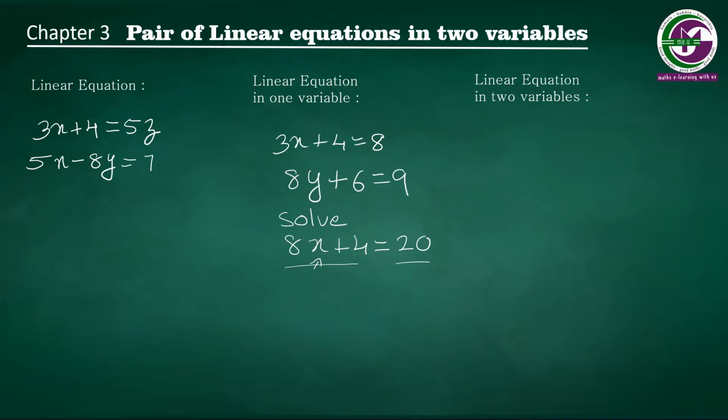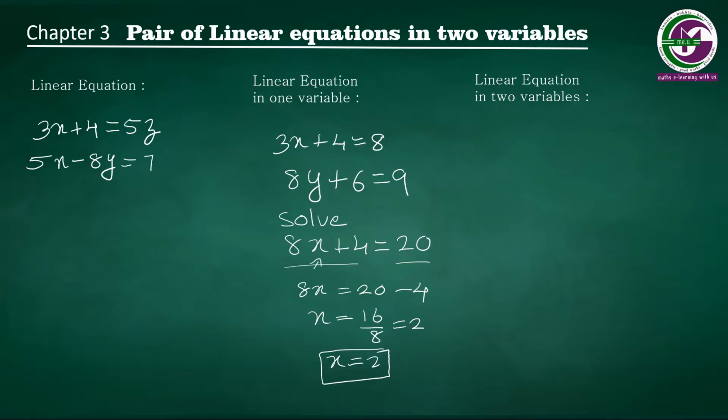So here the solution is 8x equals 20 minus 4, that is 16. x equals 16 divided by 8 equals 2. So x equals 2 is a solution for this linear equation.